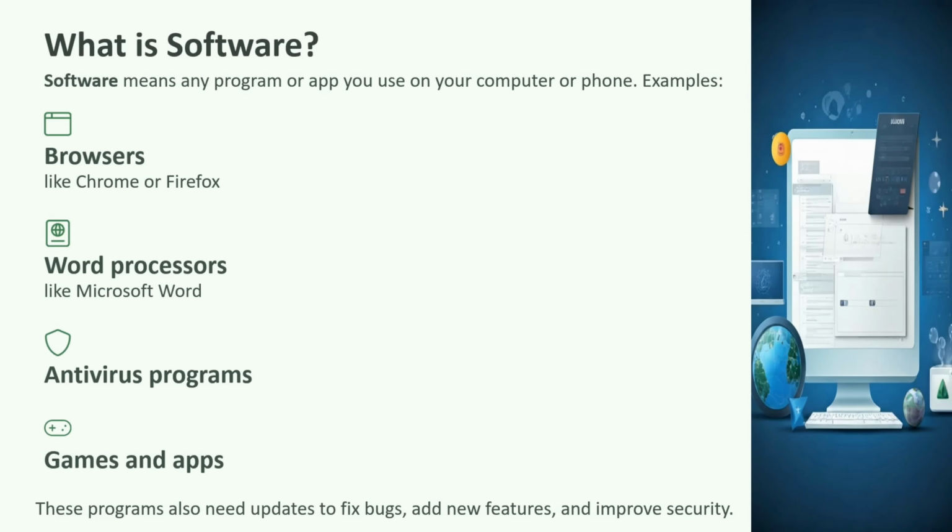What is software? Software means any program or app you use on your computer or phone. For example, browsers like Chrome or Firefox, word processors like Microsoft Word, antivirus programs, games and apps. These programs also need updates to fix bugs, add new features, and improve security.